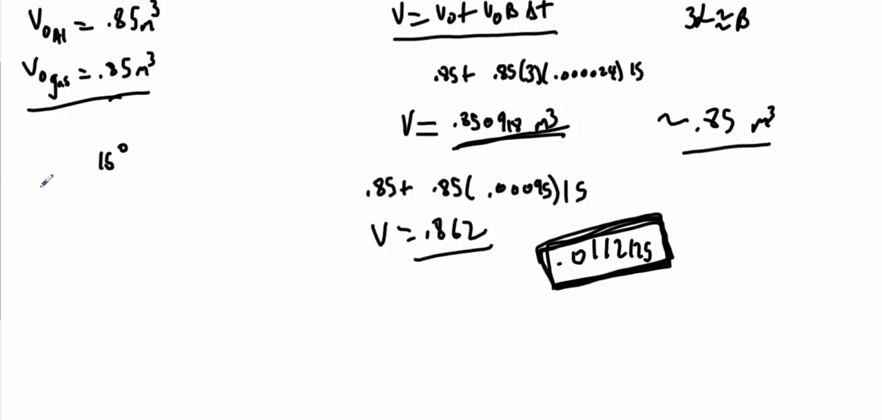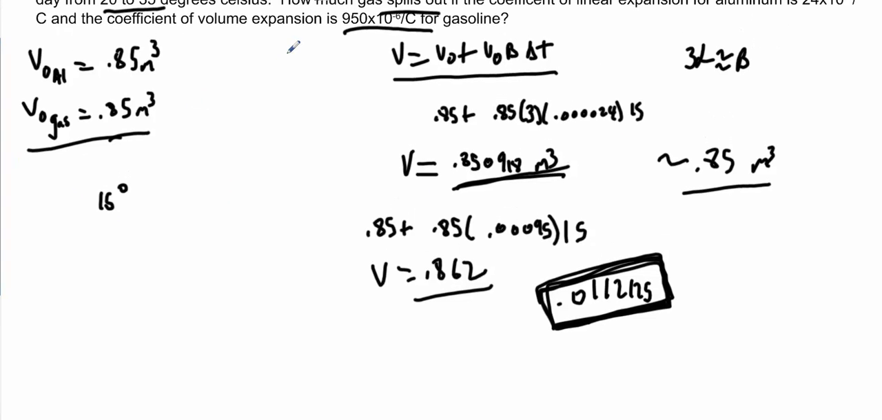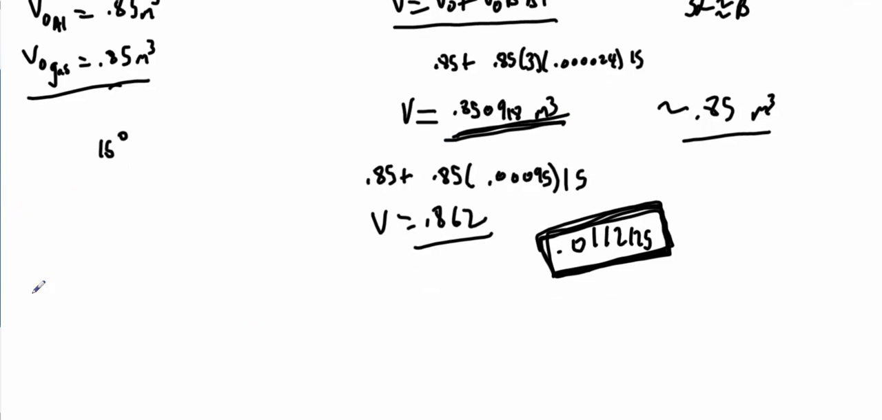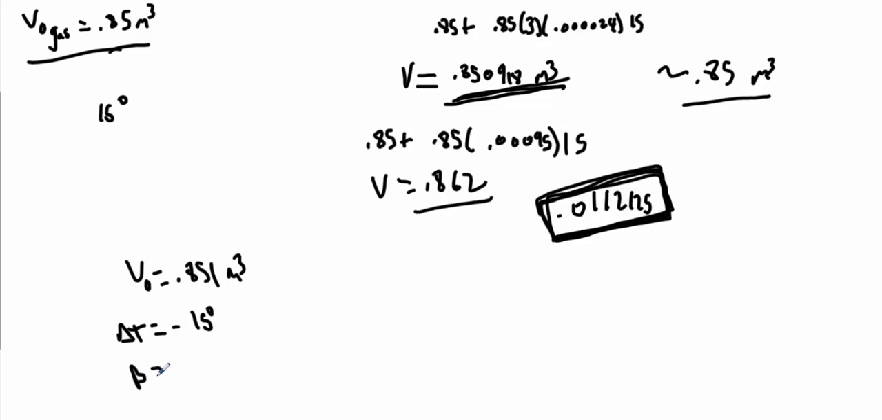Well, I can assume that when it was at 35 degrees, it filled the tank to the brim, so I'm going to go ahead and call that 0.851 cubic meters. So my initial volume was 0.851 cubic meters. Its change in temperature is negative 15 degrees Celsius. Its coefficient of volume expansion is still 0.00095. So what's my new volume after this change in temperature?